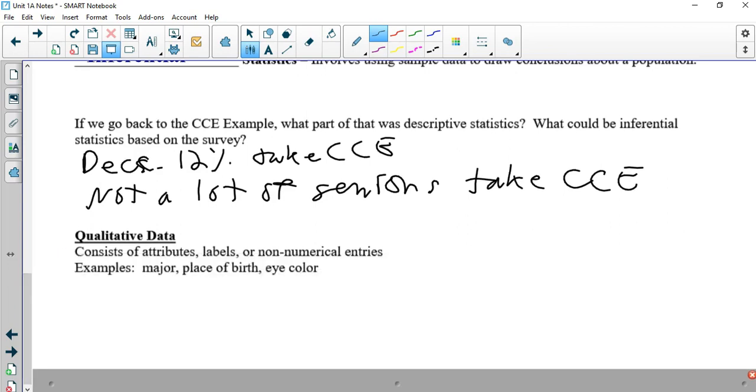Okay, qualitative data consists of attributes, labels, or non-numerical entries. Qualitative, qualities. If you describe your friend, someone else, what qualities do they have? Well, they're faithful, they're loyal, they're supportive. Those are not things you can put a number to. All right? Non-numerical. So, your major in college, where you were born, your eye color, these are qualitative as opposed to quantitative, quantity, numbers.